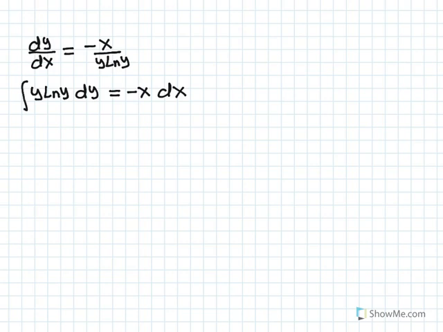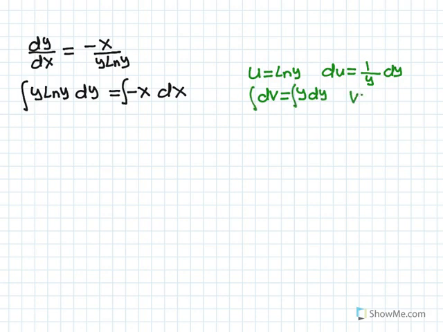Now integrate both sides. On the left-hand side, we have the product of a polynomial, which is y, times a log function. So it's natural to apply integration by parts. Substitution method definitely would not work. So we'll let u be equal to log y, easy to differentiate. Differentiate both sides. We get du is equal to 1 over y dy. dv is equal to y dy. And integrate both sides to get v. v is equal to y squared over 2, reversing the power rule.